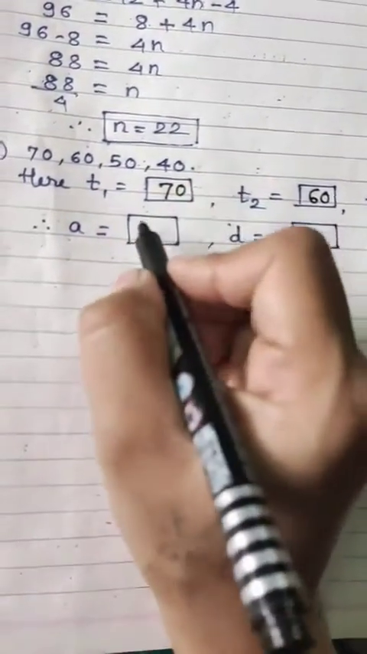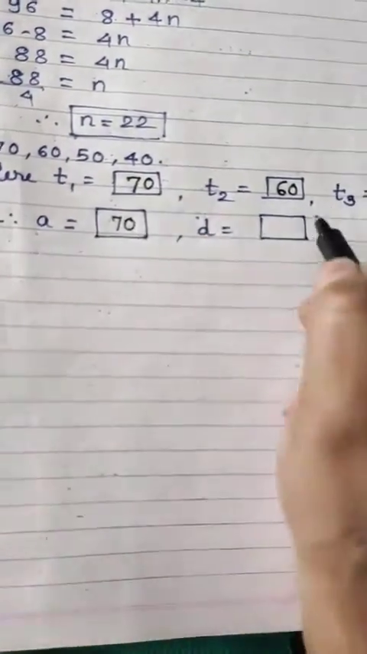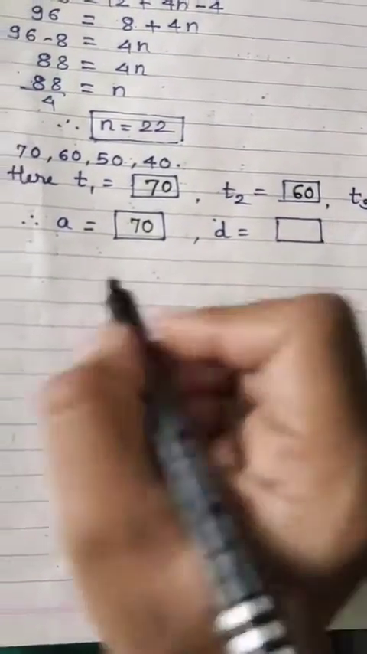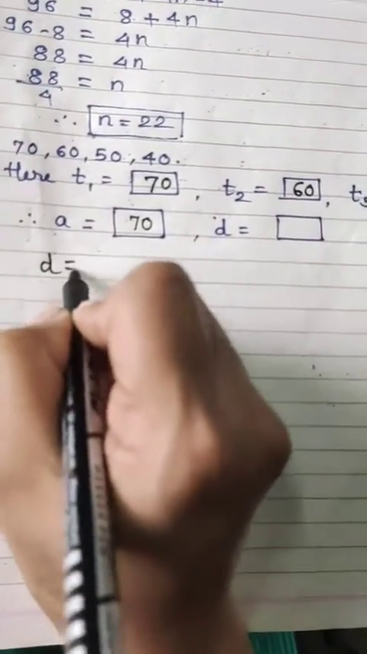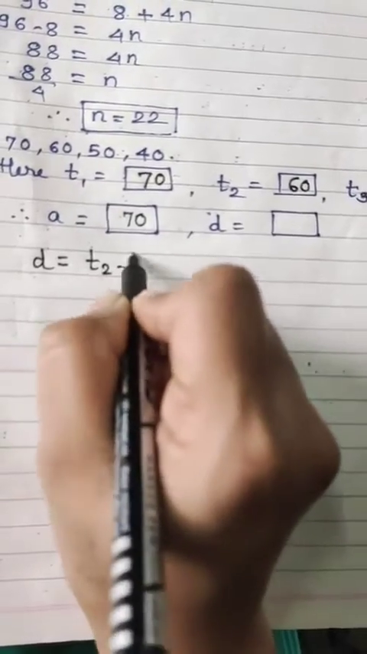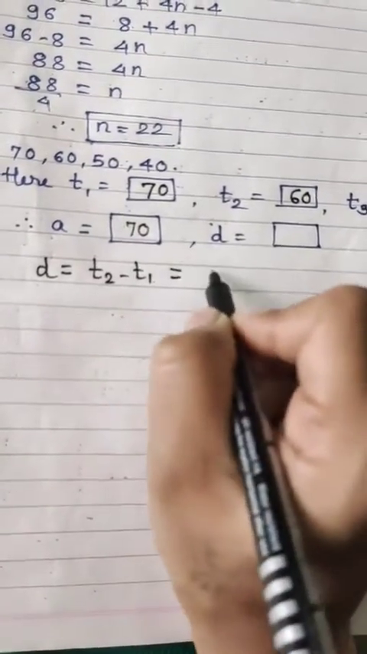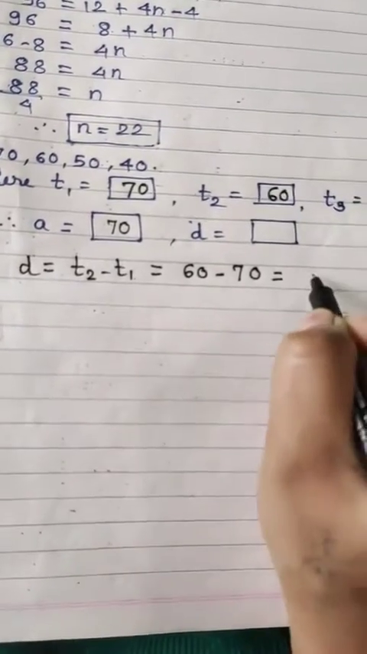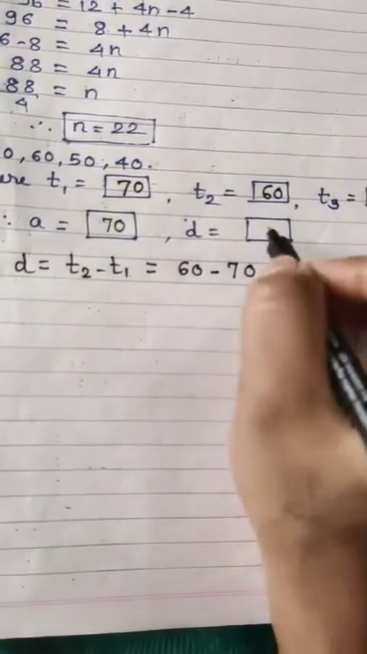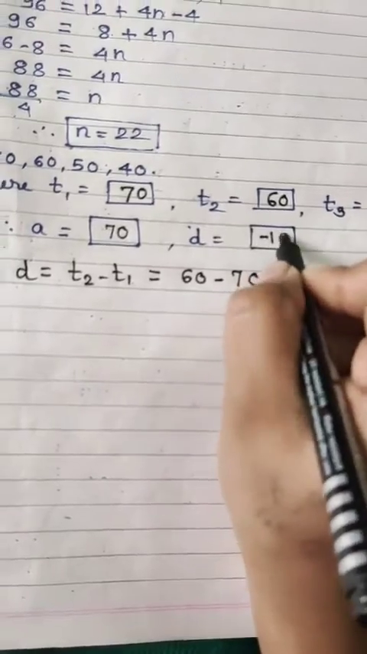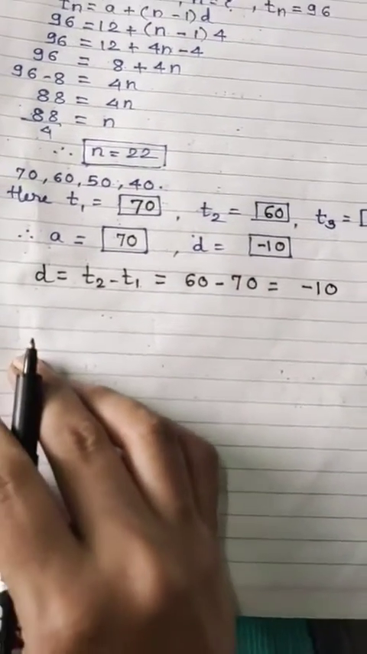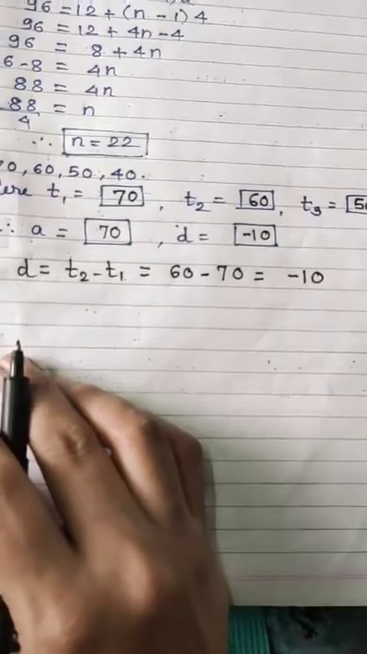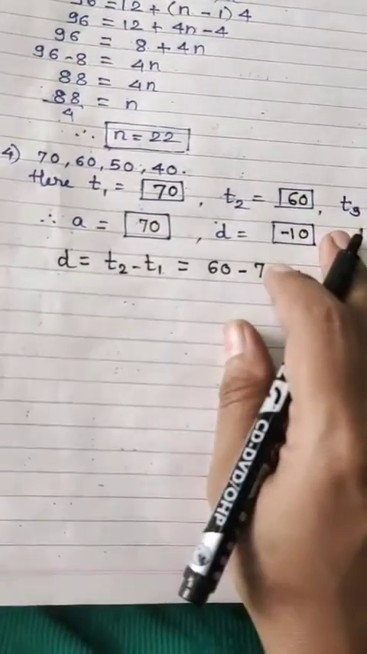T1 means A, so A is equal to 70. Now we have to calculate the value of D. For D we will do the calculation. T2 minus T1 is equal to 60 minus 70. So you will get minus 10 here. So here I will write D is equal to minus 10. In this way you have to solve the rest of the examples and fill the boxes.